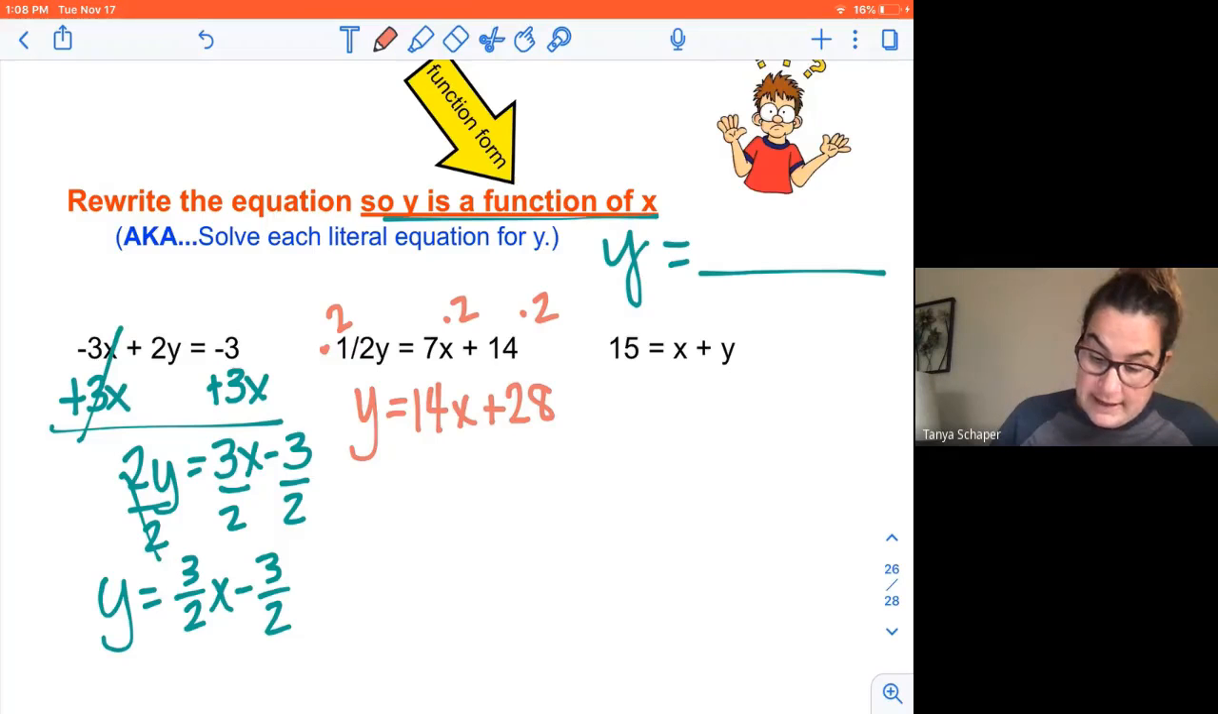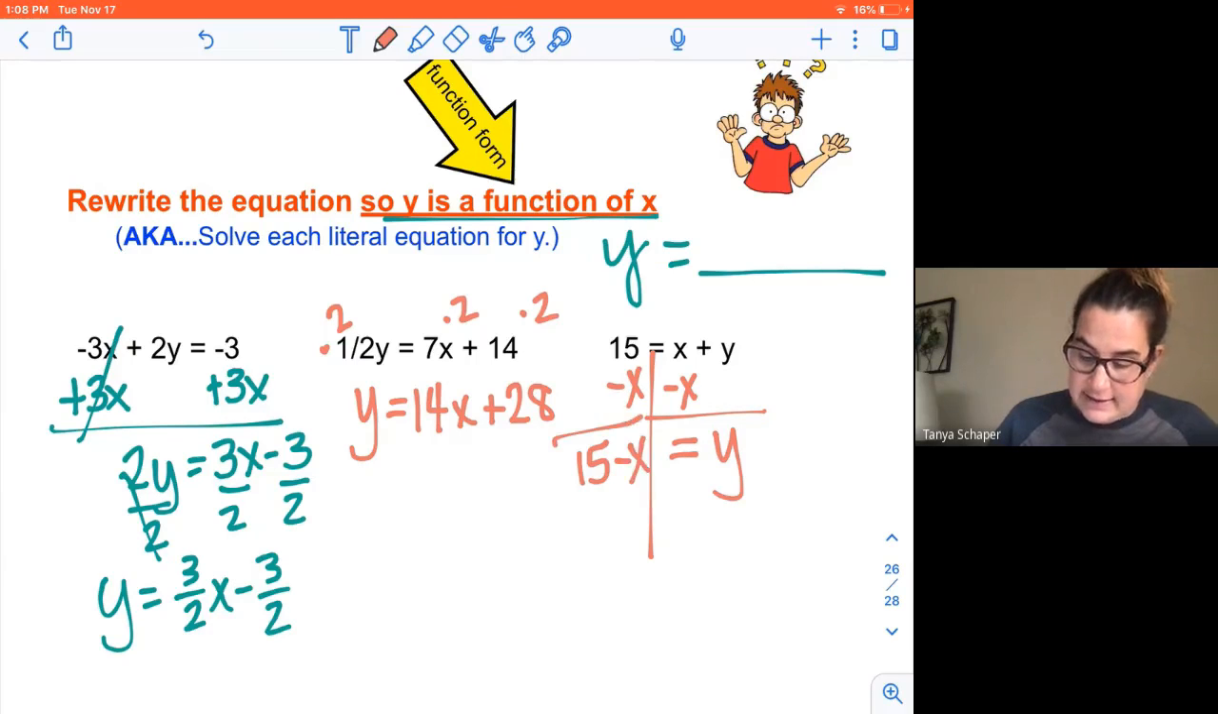And one more here. We've got y by itself. I'm going to undo the x from both sides. So y is 15 minus x.